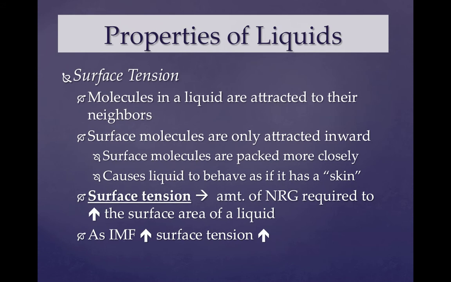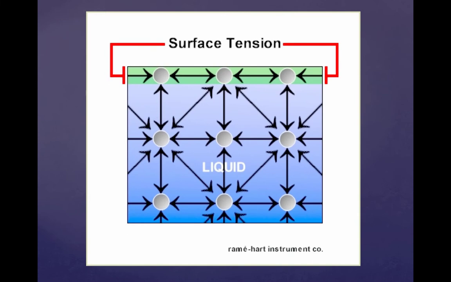Surface tension, that vocab word though, is the amount of energy required to increase the surface area of a liquid. Basically, how much it needs to break that downward pull. As the intermolecular force increases, the surface tension increases. So if we look at this graphic and think of this as a pond, for example, and here are the individual water molecules, they have hydrogen bonding between them. If we look at these middle molecules, they have forces surrounding them 360 degrees.